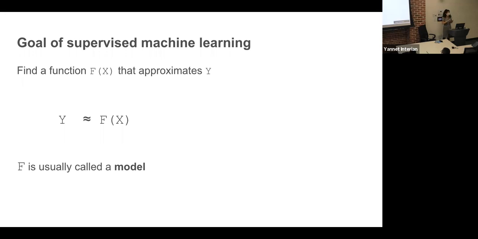So what we want to do is find a function f that approximates y. So f is what we call a model. Basically, we usually have f with a particular form. Maybe it could be a tree, or a linear function, or a neural network. And then we usually fit the parameters of that function, okay? So that's kind of the goal here.